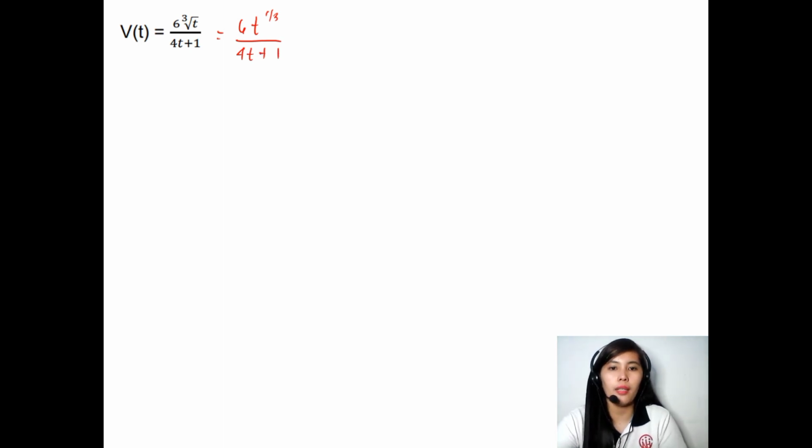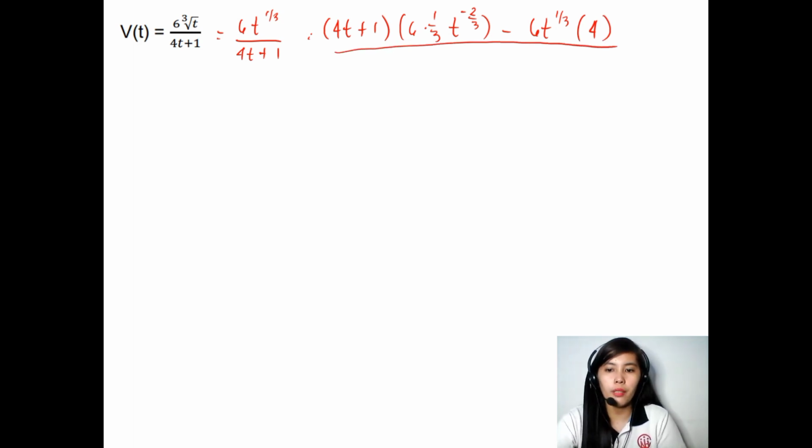Then, let's apply v du minus u dv, or the quotient rule. So v, that is 4t plus 1, times the derivative of the numerator, that is 6 times 1/3 t raised to negative 2/3, minus u, 6t raised to 1/3, times dv, the derivative of the denominator, that is 4, all over 4t plus 1 squared.